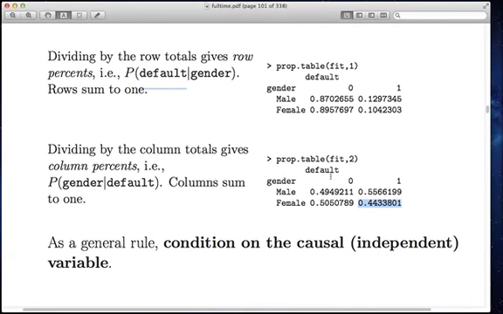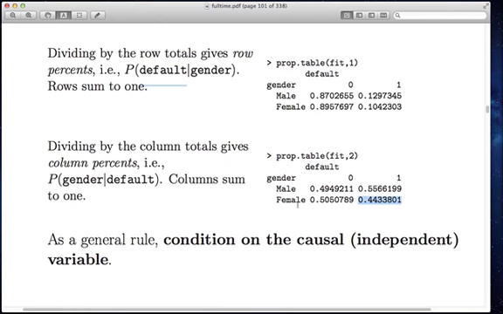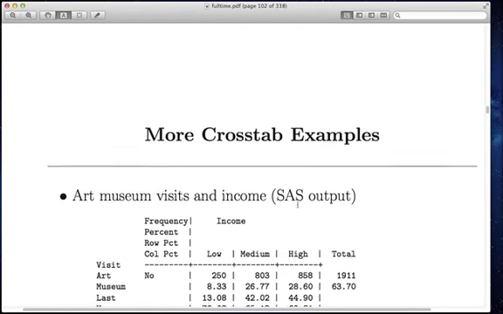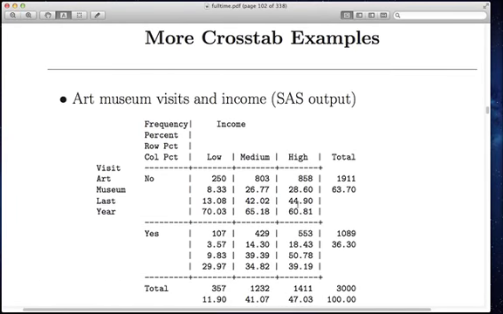One other thing: as a general rule, you're going to be conditioning on the independent variable. In this case, gender is going to be the independent variable, and defaulting will be the dependent variable. Gender is going to be the cause of defaulting. It'd be hard to make a case that whether or not you defaulted causes your gender. So gender is clearly the causal factor in this instance. Here are a few more crosstab examples.